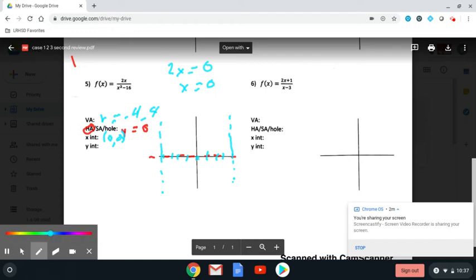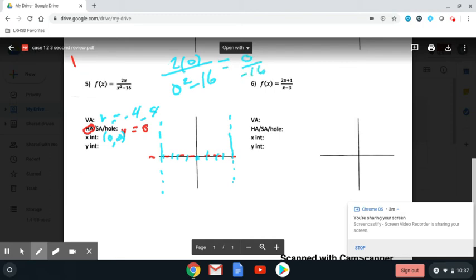Last thing we have to find is our y-intercept. For our y-intercept, we always plug in a 0 for x. So if I plug in a 0 for x, we end up getting 2 times 0 all over 0 squared minus 16. We know 2 times 0 gives us 0, and 0 squared minus 16 gives us a negative 16. Again, be careful with this, but if you have 0 on top, it's actually just 0. It's not a negative 16. So my y-intercept ends up being (0, 0) as well.